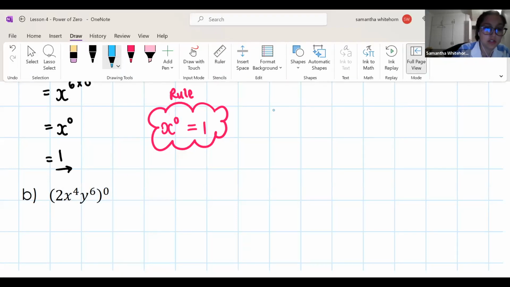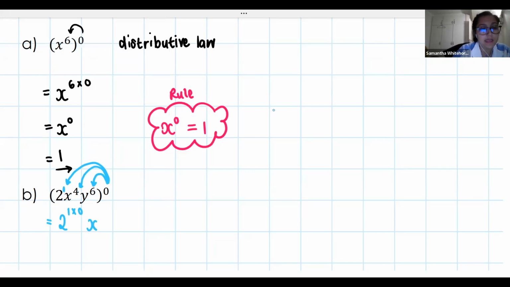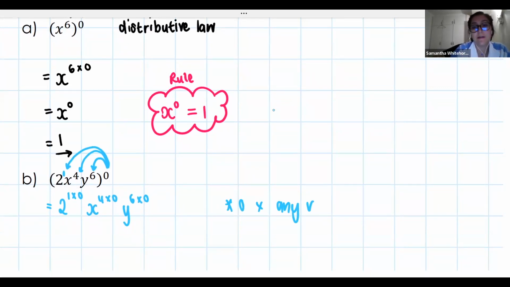My distributive law says, multiply the exponent outside to all of the exponents inside. Remember, this 2 does have an exponent of 1, so that also needs to be multiplied. So what I have here is 2 to the power 1 times 0, x to the power 4 times 0, and y to the power 6 times 0. All of them are being multiplied by 0. Again, 0 times any value is equal to 0.